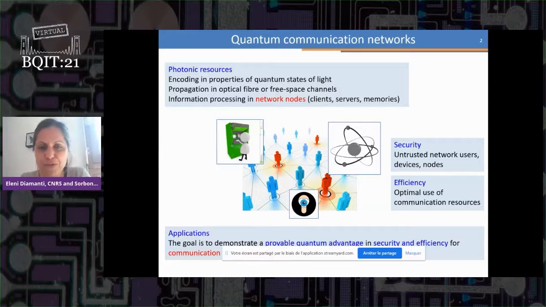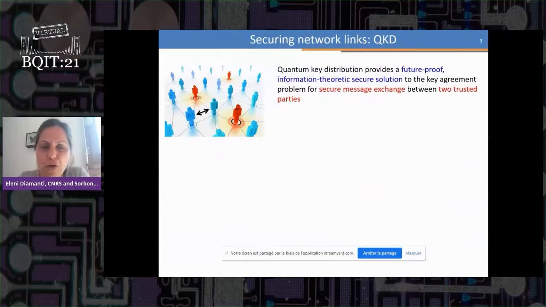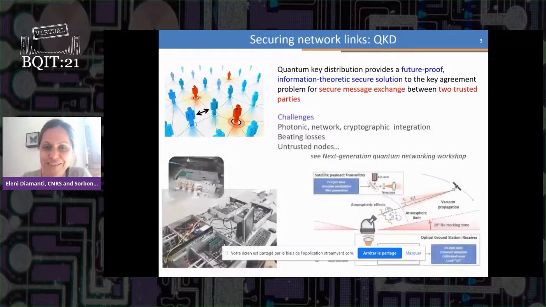As most of you know, one of the most advanced applications in quantum networks is, of course, the one used for securing the network links, which is quantum key distribution, which provides a future-proof and information theoretic secure solution to the key agreement problem. I am not actually going to be talking about this today.